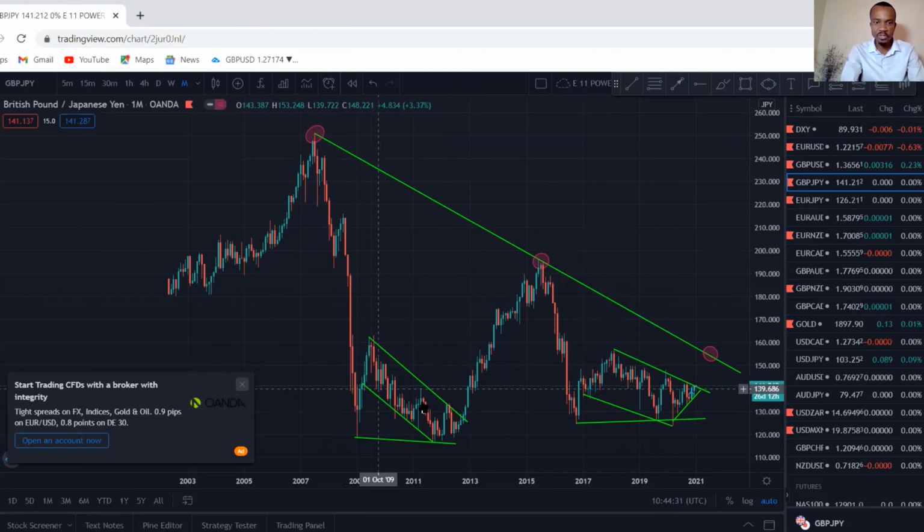So price formed this bullish flag, and then pushed to the upside. Also, you can see within this reversal pattern, there's a bullish flag that is formed within there. Then price pushed to the upside. So the same thing around this area.